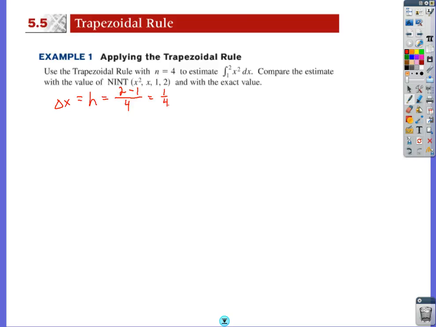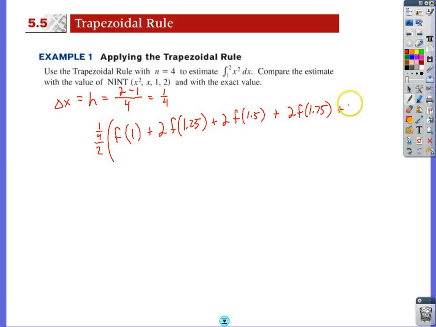So my formula says that is going to be h over 2, so 1/4 over 2 times f of 1 plus 2 times f of 1.25 plus 2 times f of 1.5, adding a quarter each time, plus 2 times f of 1.75 plus f of 2.